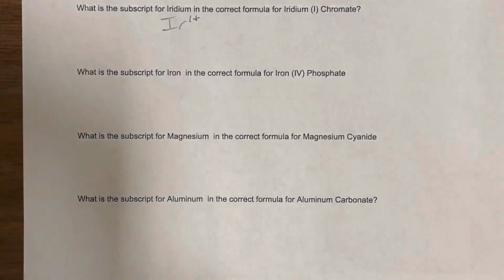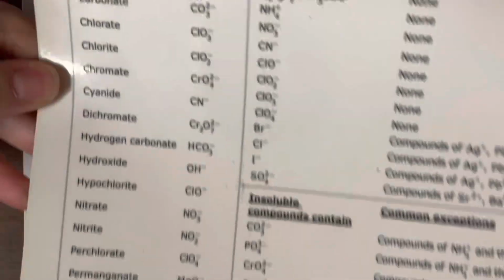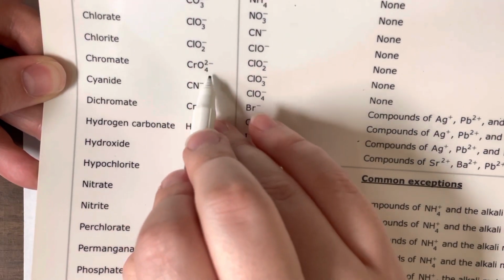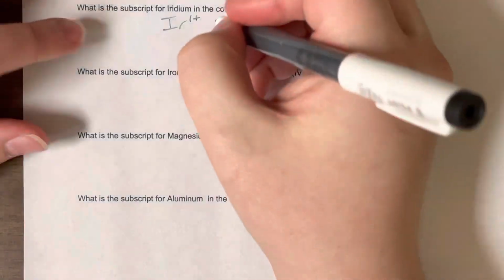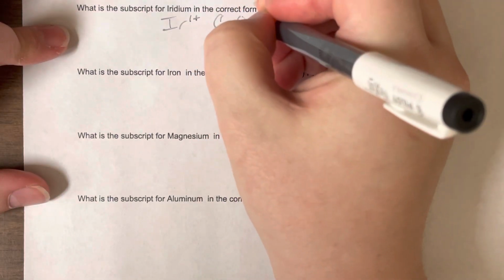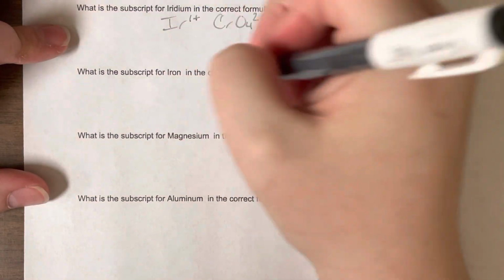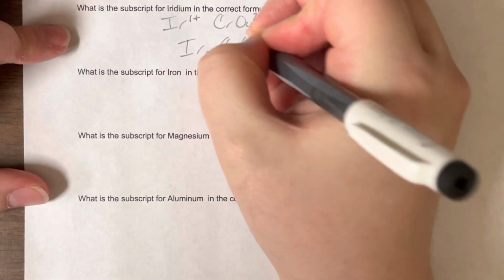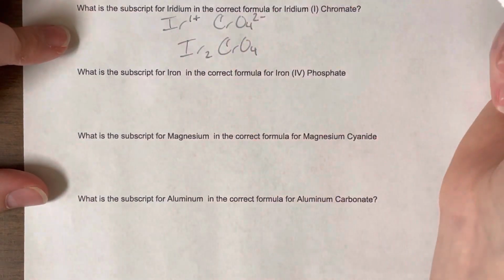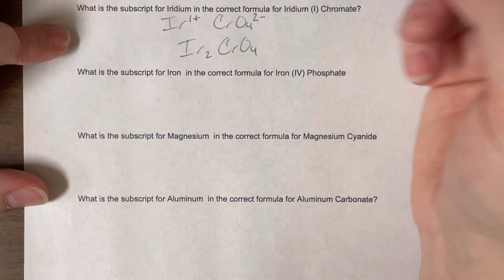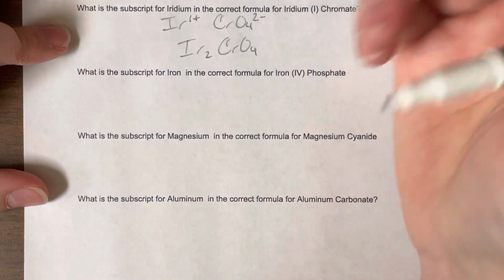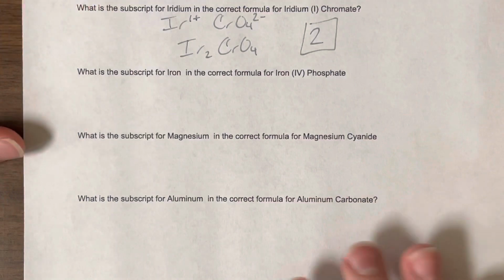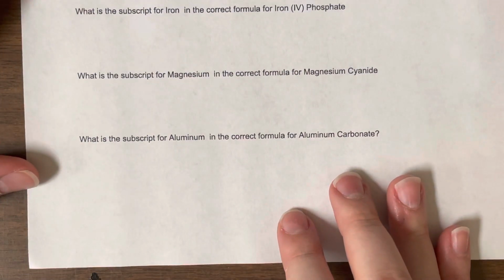Chromate, that -ate tells me that it's a polyatomic. I'm going to find it on the inside of my periodic table. Chromate has the formula CrO4 with a charge of -2. I'm then going to go ahead and crisscross charges for subscripts. I do not need multiple of the polyatomic, so I'm not going to put it within parentheses. And I was asked what the subscript for iridium was. The subscript for iridium was 2.